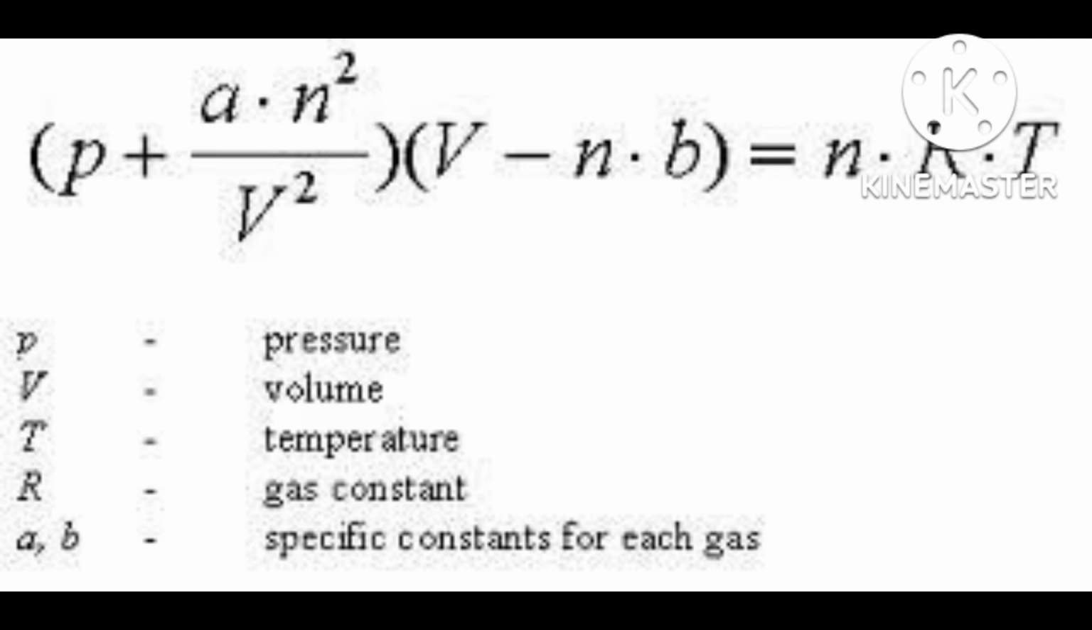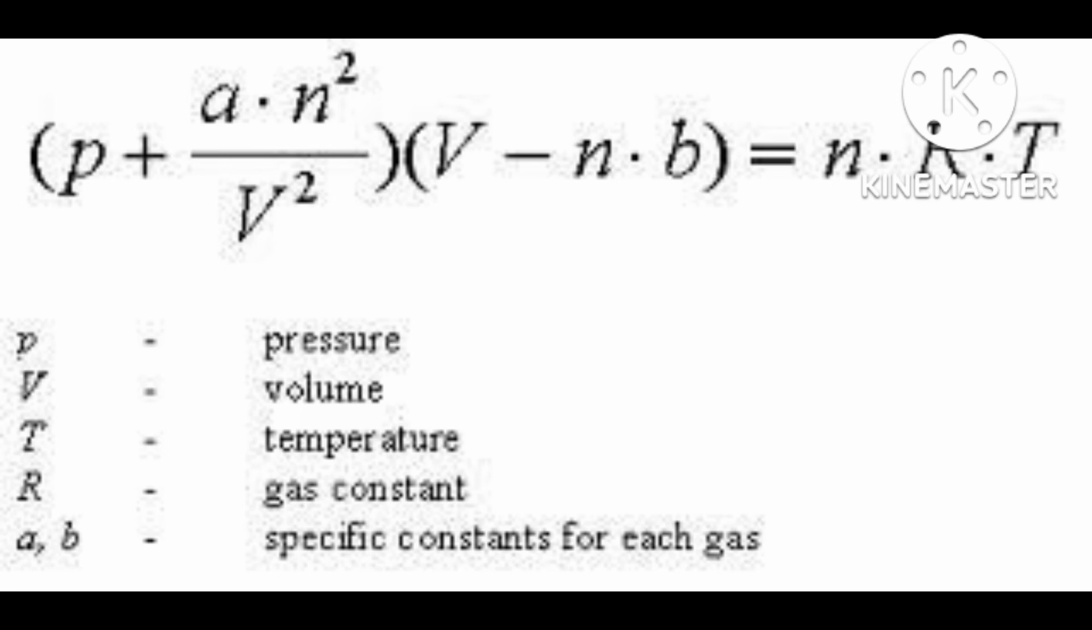You were thinking that the volume is V, where molecules can move. But actually, in this small volume, which is the volume of the molecules themselves, they can't move. That's why that volume you have to subtract. After subtracting, the new volume will be V minus nb. That is the correct volume.